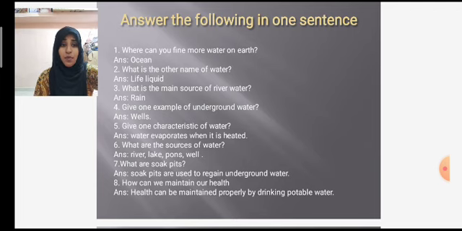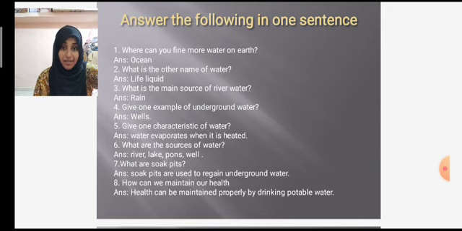What are the sources of water? River, lakes, wells, streams, etc. are the sources of water. There are different sources of water. I have given a few, that is river, lakes, ponds and wells.